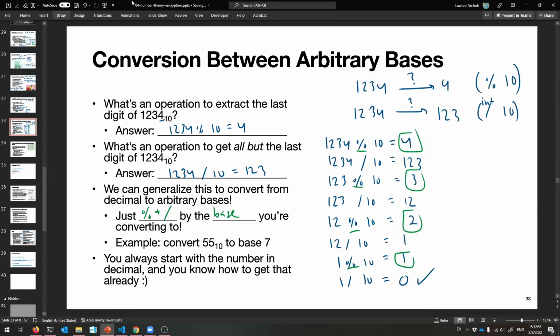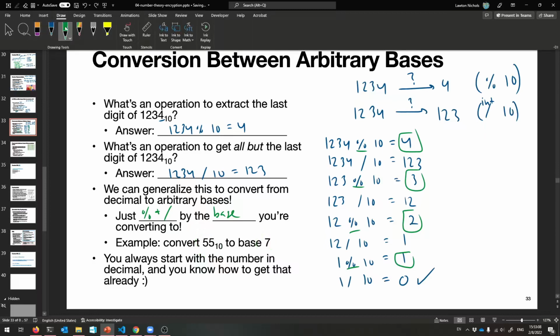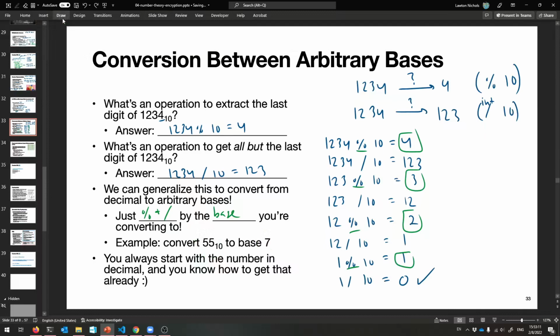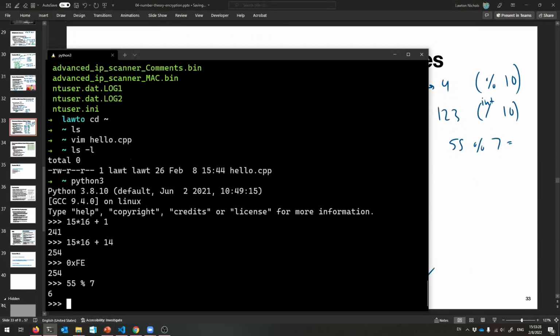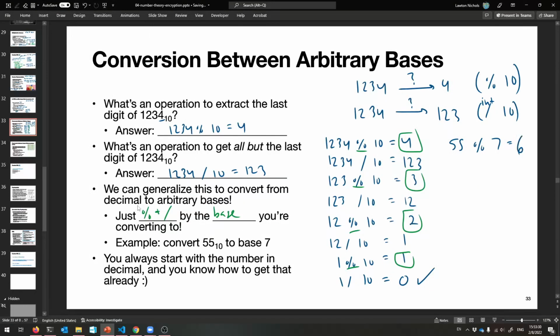Okay? So let me show you that working. Let's convert 55, base 10, decimal number 55, to base 7. Okay, so we only have zeros through sixes to work with. So let's do that. Let's extract all the base 7 digits out of 55, and it's going to work doing the same process. Let's extract the rightmost base 7 digit of 55. I'm going to do mod 7, okay? And I don't know how to do mod 7 in my head, so apparently it's 6.